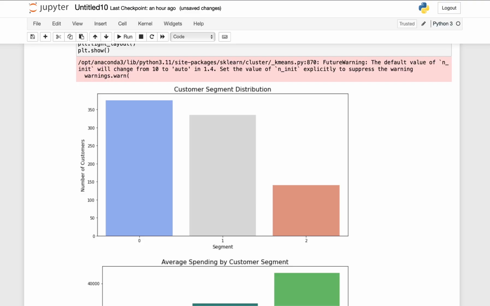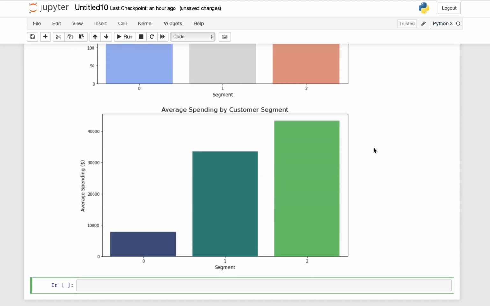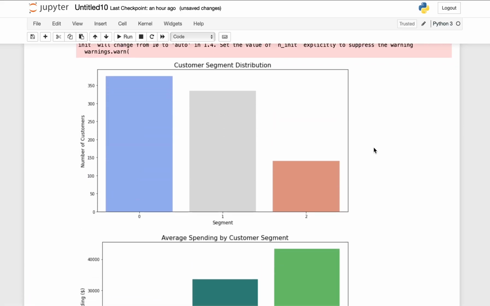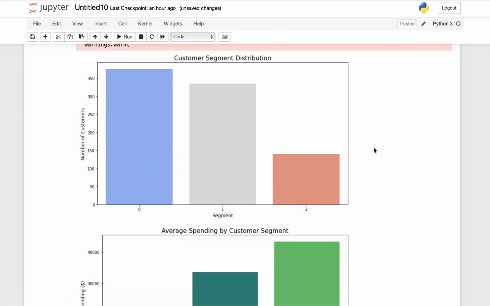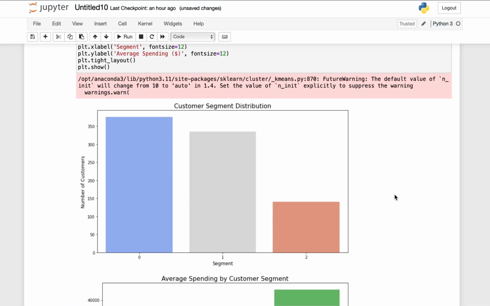Okay, so let's take a look and discuss our findings. Scroll down a little bit. We can't see both of them, but we will take a look at both in just a second. So first we have a customer segment distribution. We have the number of customers in the segment that they're in. And then down here we have average spending by customer segment, average spending in the segment that they're in.